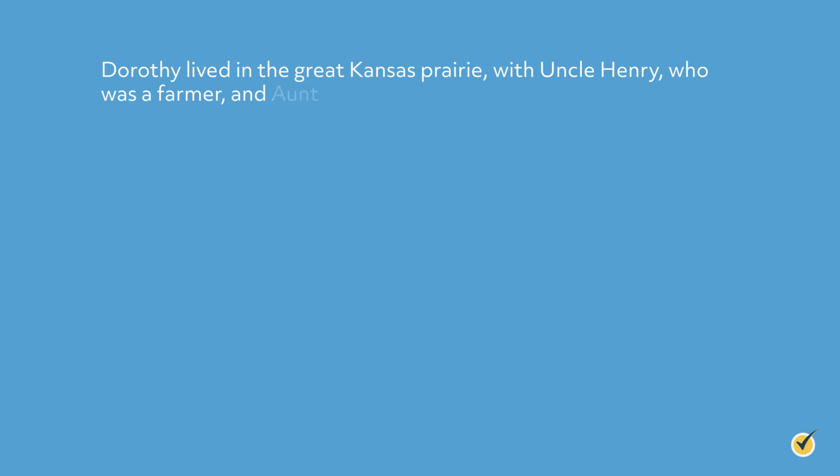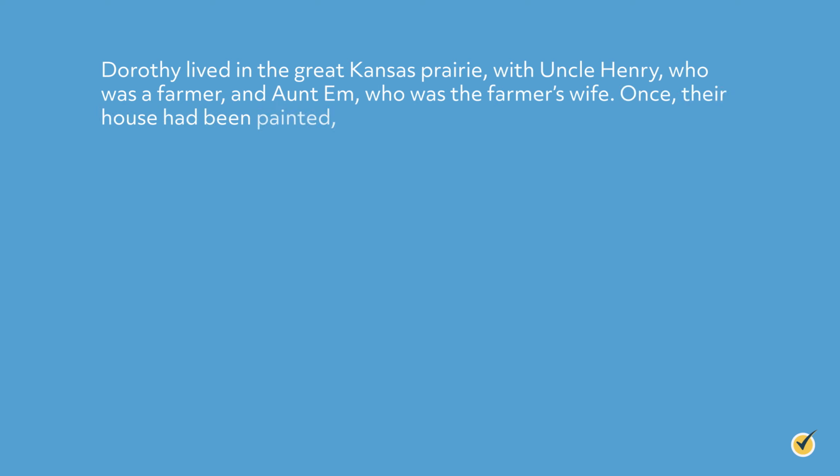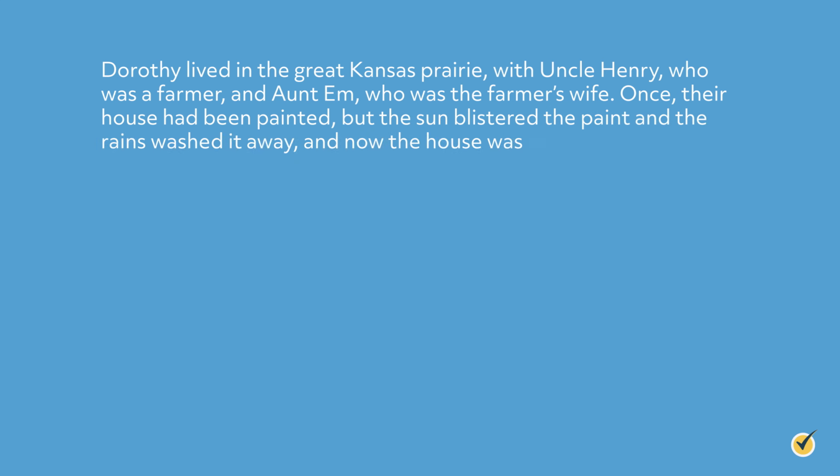All right, we've had a bit of practice. Now, let's look at a more challenging example adapted from The Wonderful Wizard of Oz by L. Frank Baum. Dorothy lived in the great Kansas prairie with Uncle Henry, who was a farmer, and Aunt Em, who was the farmer's wife. Once, their house had been painted, but the sun blistered the paint and the rains washed it away. And now the house was as dull and gray as everything else.